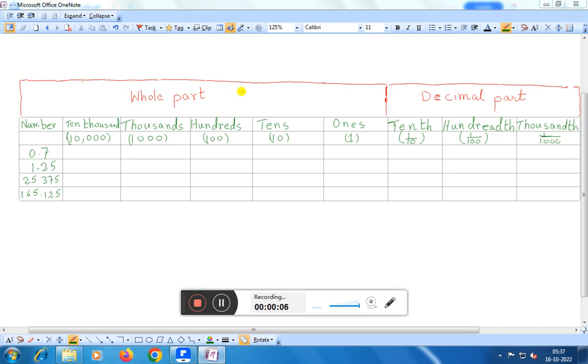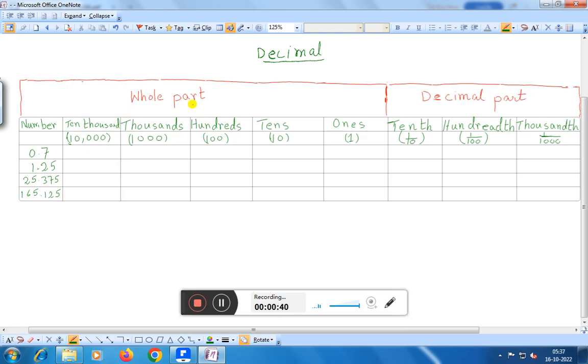Right. Here you see, we'll discuss decimals. We have made a table to try to understand the meaning of this.